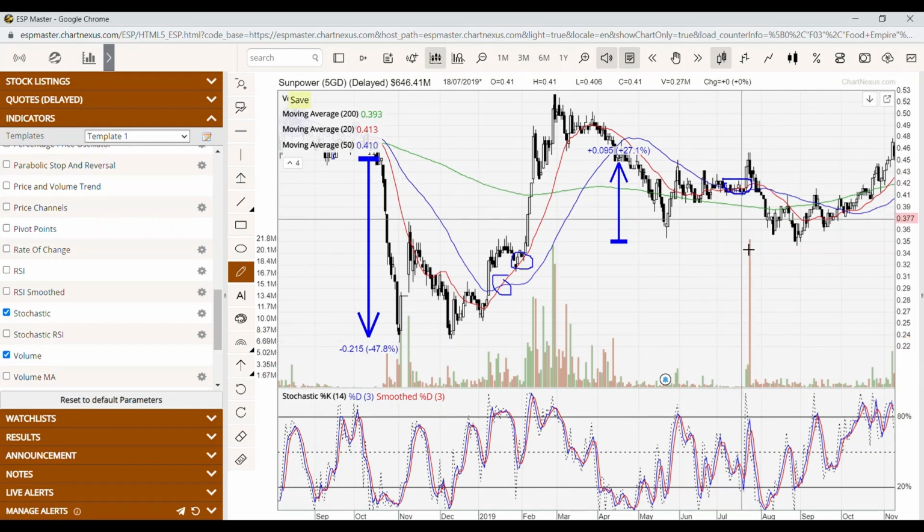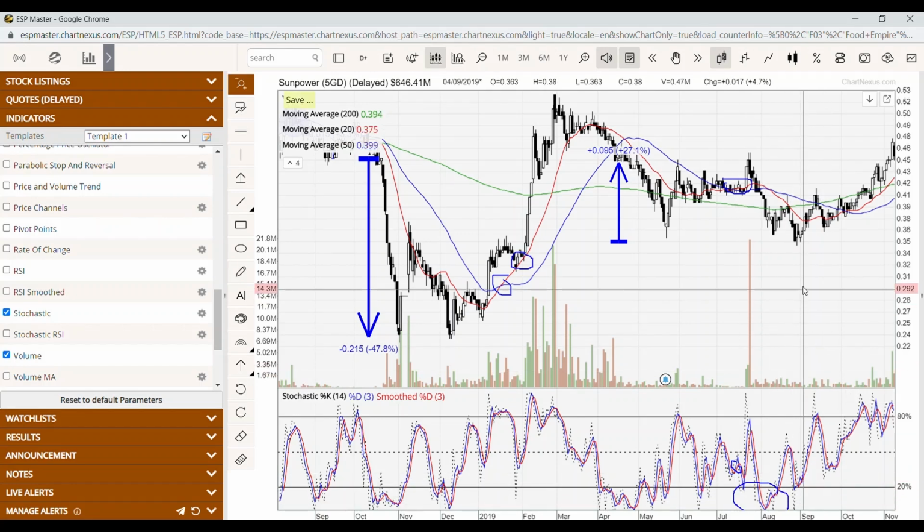Crossover. Did it enter oversold over here? Yes, there is a crossover. It could be an uptrend, but in fact, it went down. Cross below the 200 MA again. Now you could hold or you can cut loss.